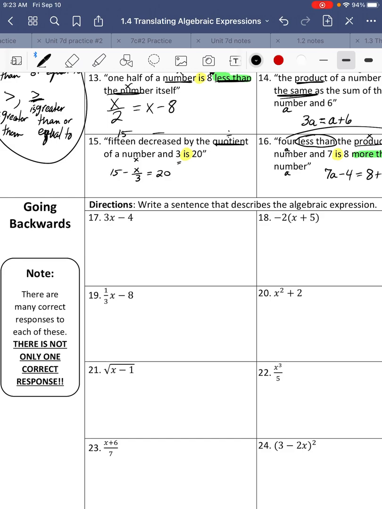So 3x minus 4. What is that? When you just say 3x, there actually is a multiplication in between. So you could say 3 times is the easy one. 3 multiplied by a number. And you could say minus 4 or subtract 4.